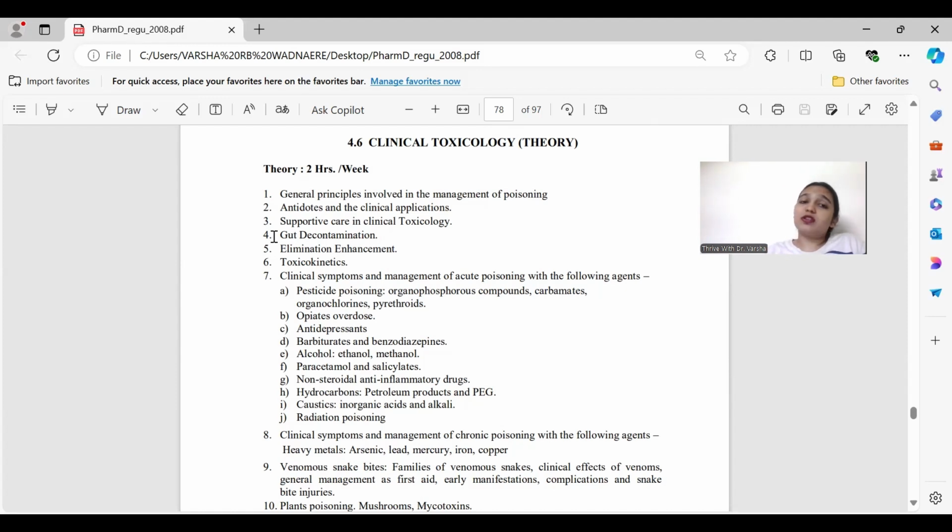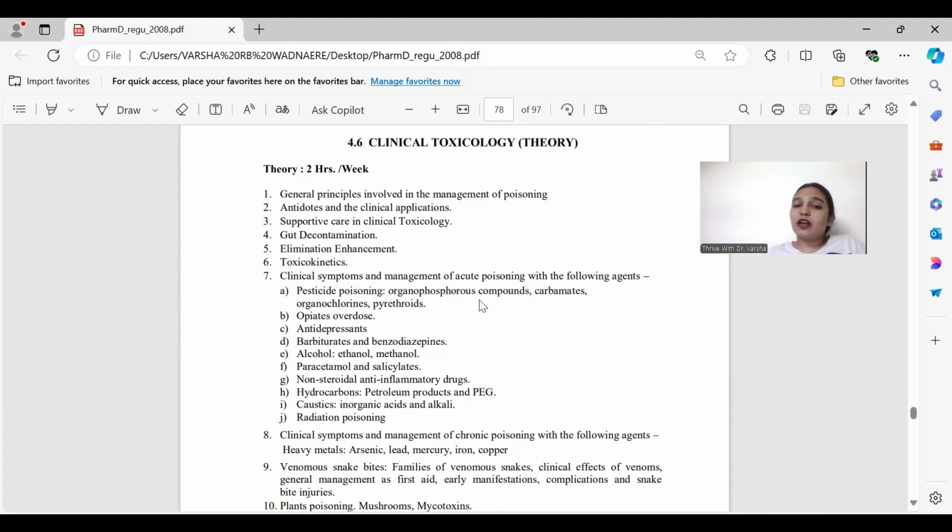Then gut decontamination. There is a procedure called gut decontamination, which is majorly used in poisoning conditions. You'll be learning that. Elimination enhancement, how you will eliminate the toxicity and enhance that, you'll be learning those methods. Then toxicokinetics, pharmacokinetics, pharmacodynamics. Clinical symptoms and management of acute poisoning with the following agents. Now, for poisoning conditions, how will you manage those symptoms? These are some agents, and for those agents, how you will do the management.